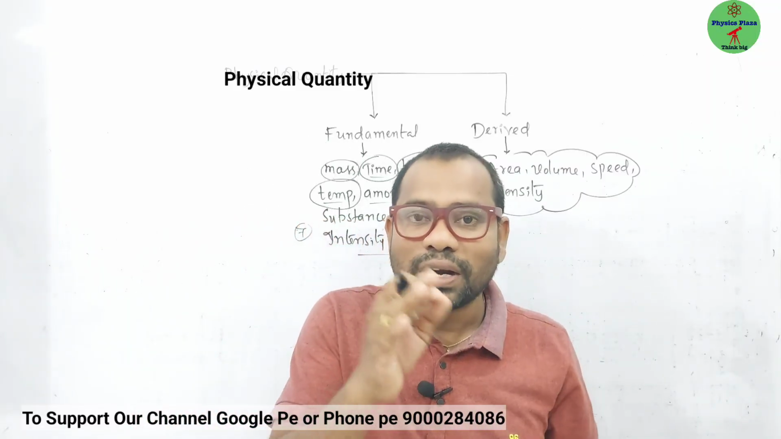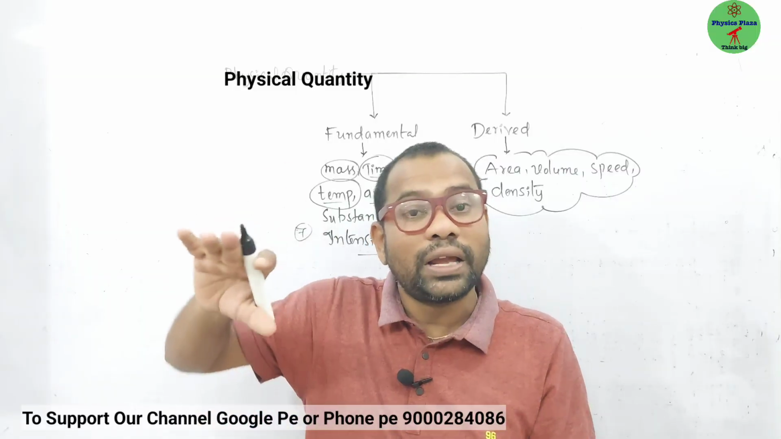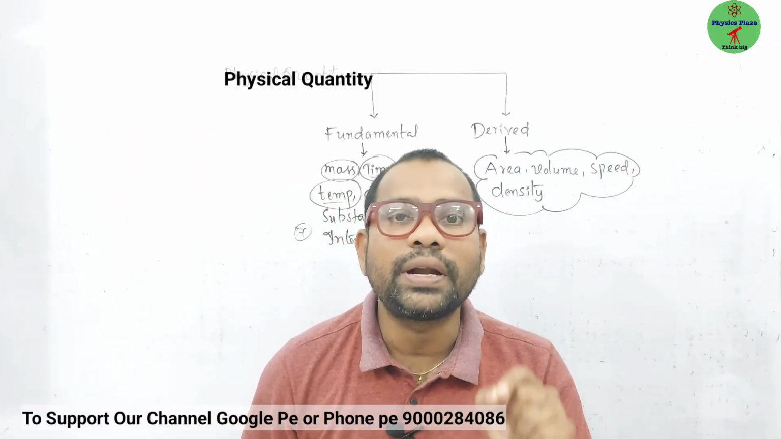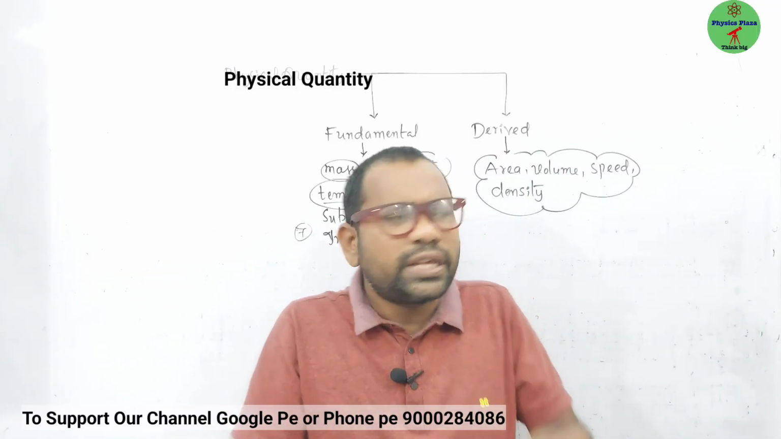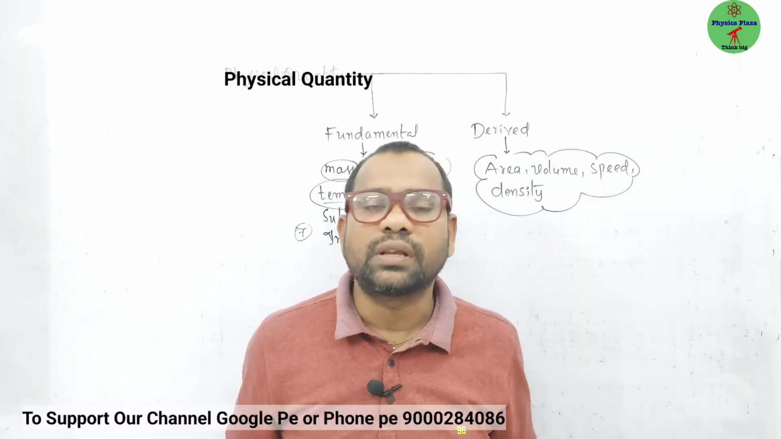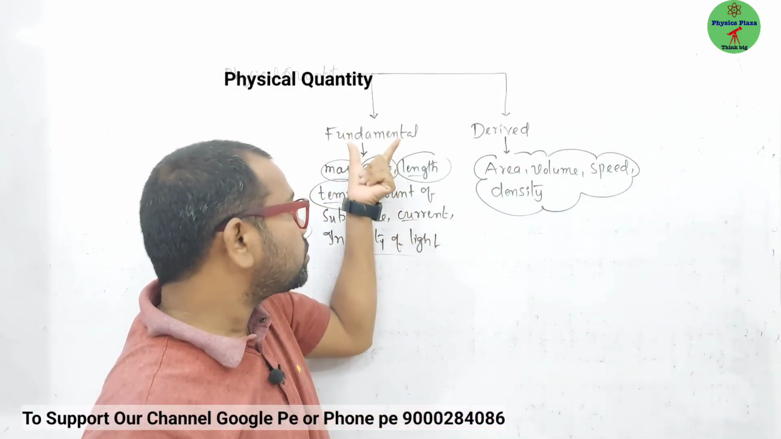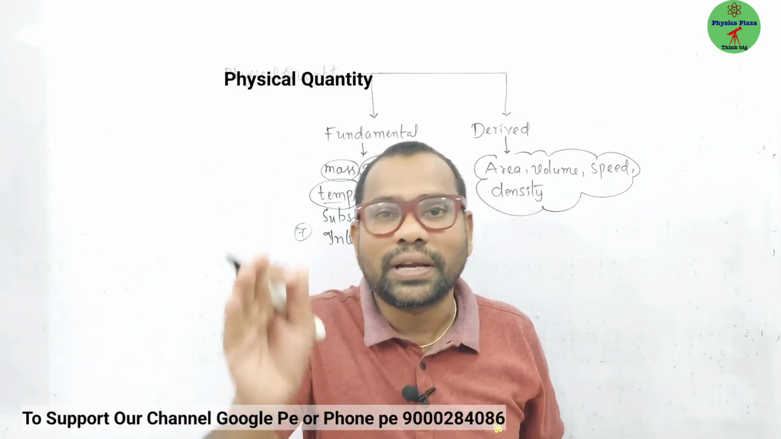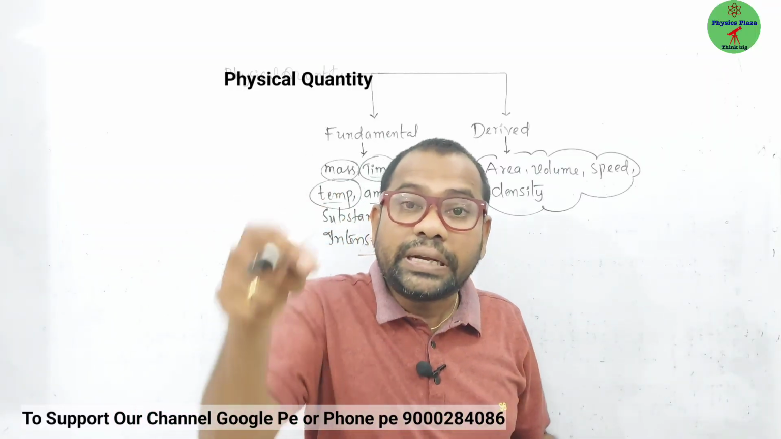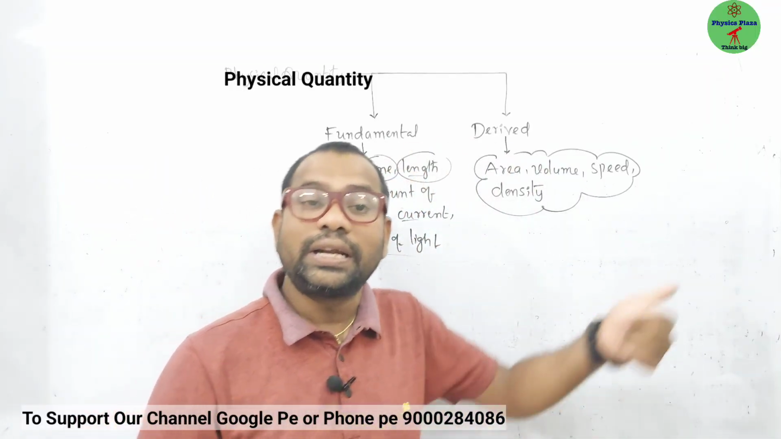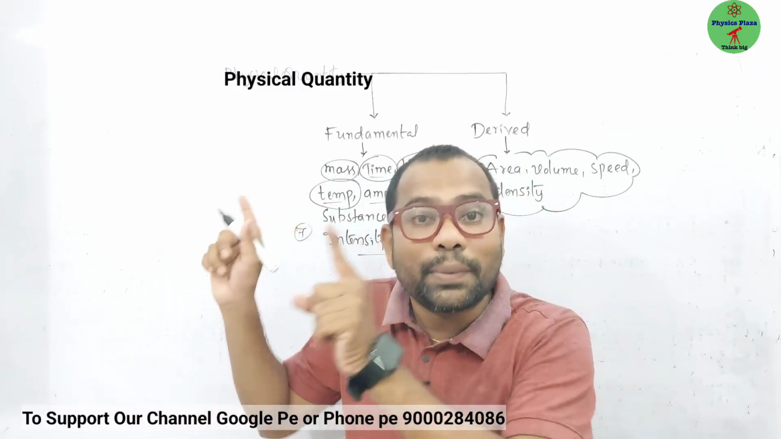Now let us recall once again, what are fundamental quantities? Children, the quantities which do not depend on any other quantities are called fundamental quantities. These are the basic quantities, the independent quantities. By using any other physical quantities, you cannot derive these quantities. Then what are derived quantities, children? The quantities which are derived from the fundamental quantities, which means derived quantities depend on the fundamental quantities.